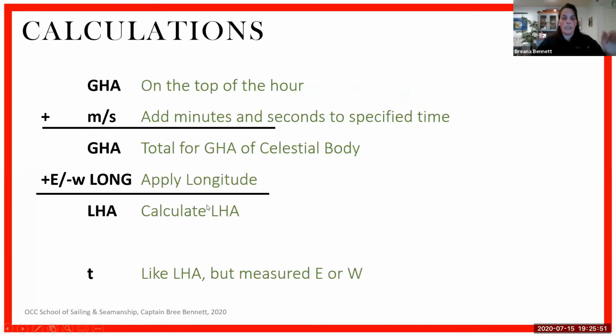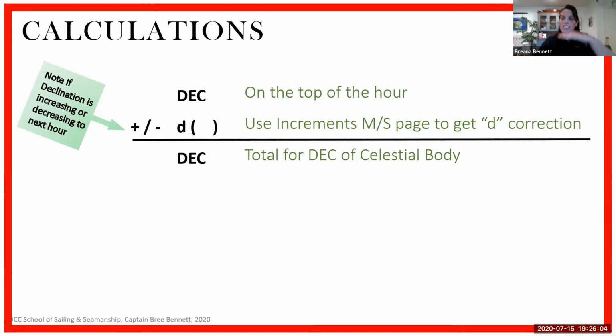So we're thinking about the geographic position of our celestial body. That GHA gives us kind of the longitude of where it is on the Earth. Our declination gives us kind of that latitude of where it is on the Earth. So for our declination, we get the declination for the top of the hour, and then we use our little d to get what our declination is of the celestial body. So let me show you that real quick.